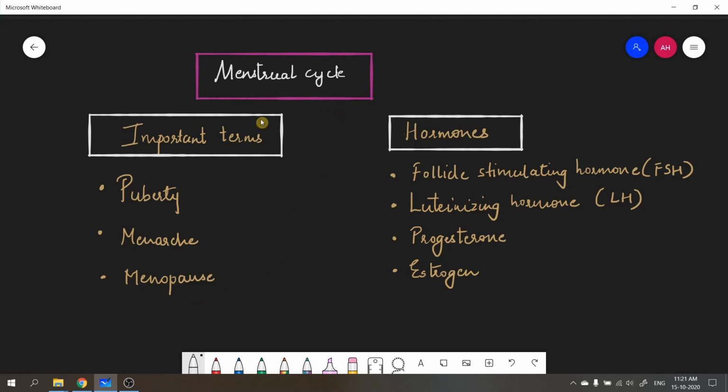Alright, then the entire menstrual cycle is controlled by four important hormones that I have listed here. First one is follicle stimulating hormone. We generally write it as FSH. Second is the luteinizing hormone, LH. Third one, the progesterone, which is also called as a pregnancy hormone. And the fourth one is estrogen, which is the female sex hormone responsible for female secondary sexual characteristics. So basically, these are the hormones that control the entire menstrual cycle. In the next section, I'm going to explain how these hormones are produced and what is their exact role in the cycle.